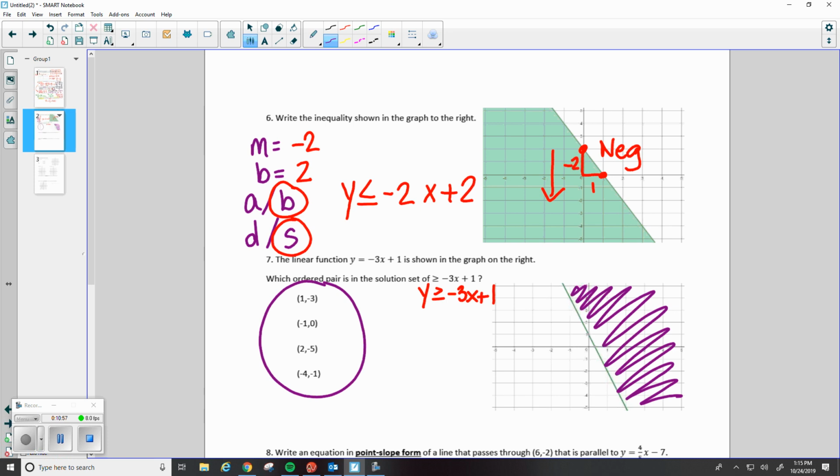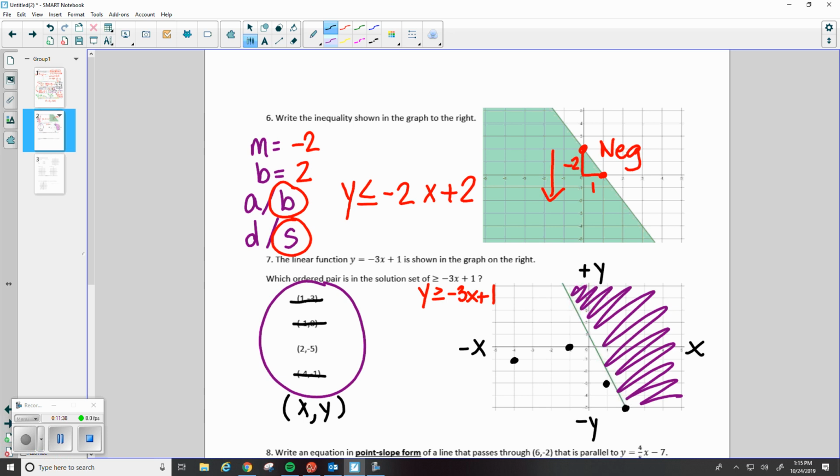So we'll look at each one. The point 1, -3 would be here. And you can clearly see that is not a part of the solution. -1, 0. Remember, the x values come first and then the y's. So that's going to be here on the x. So that is not a part of the solution. 2, -5 is going to be right there, and it's on the line. So we'll think about that one just for a second. And then -4, -1 is going to be here. That is not going to be a part of the solution.